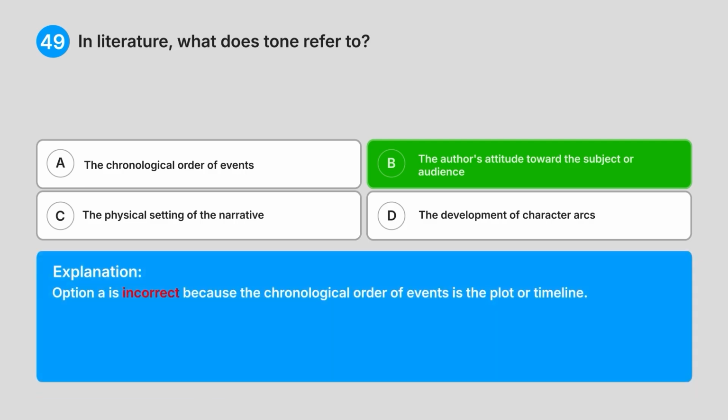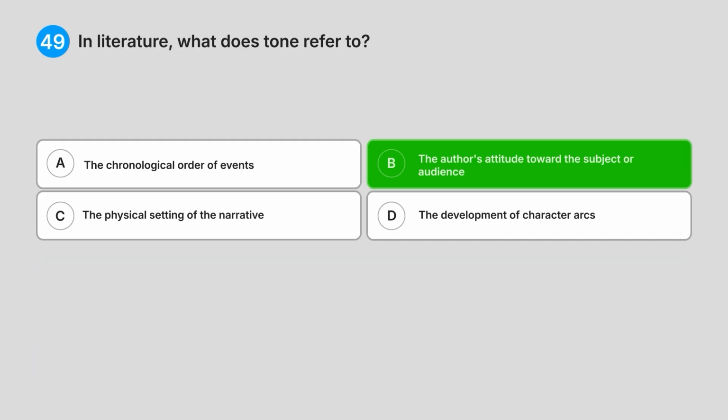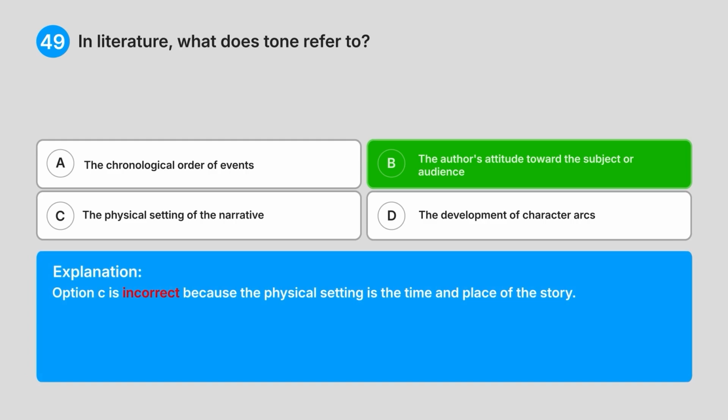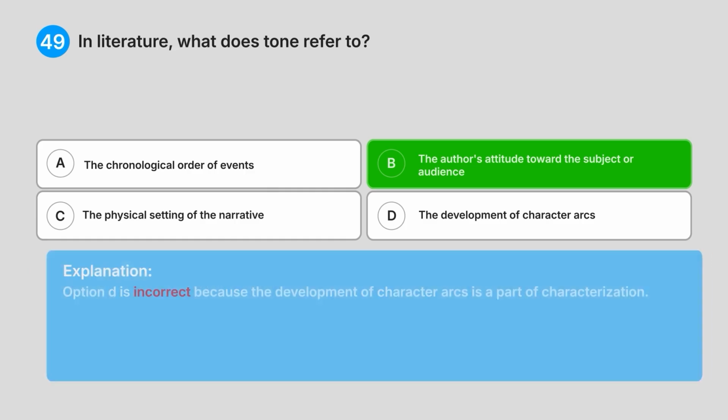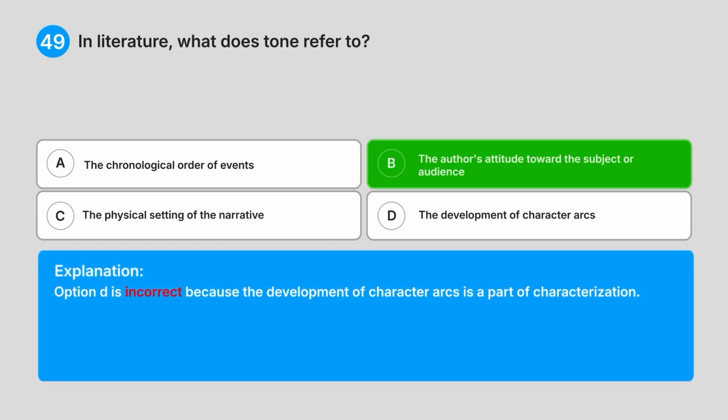Option A is incorrect because the chronological order of events is the plot or timeline. Option C is incorrect because the physical setting is the time and place of the story. Option D is incorrect because the development of character arcs is a part of characterization.